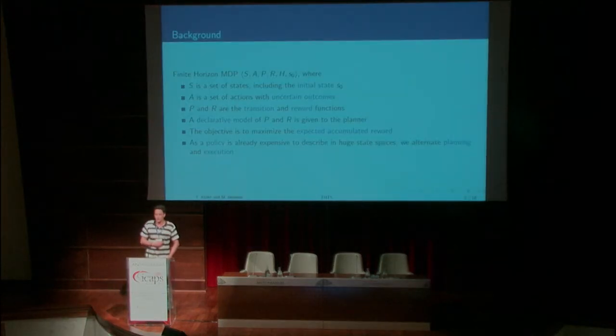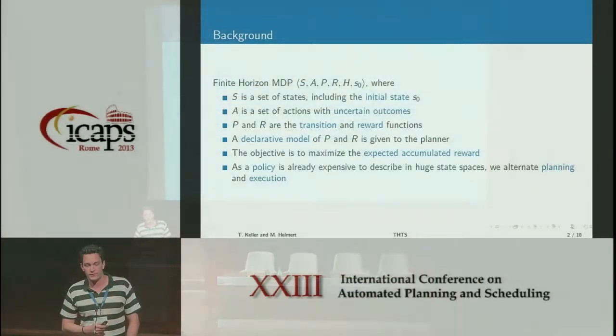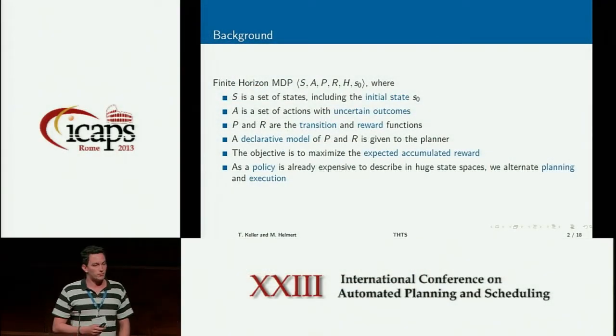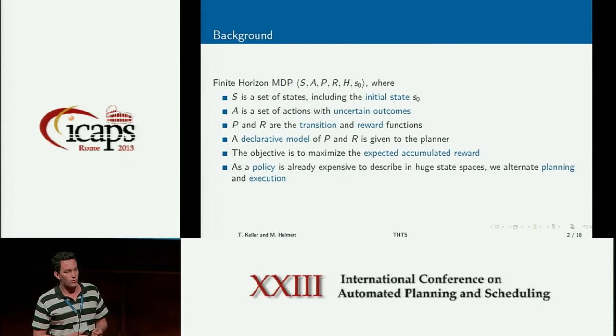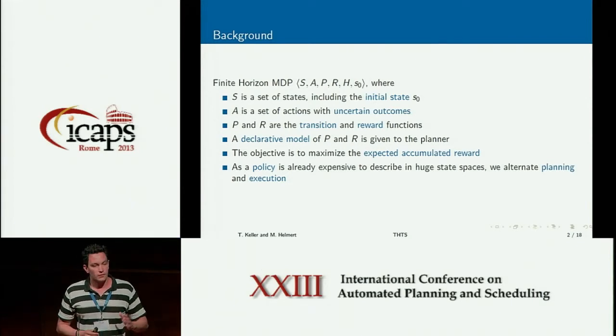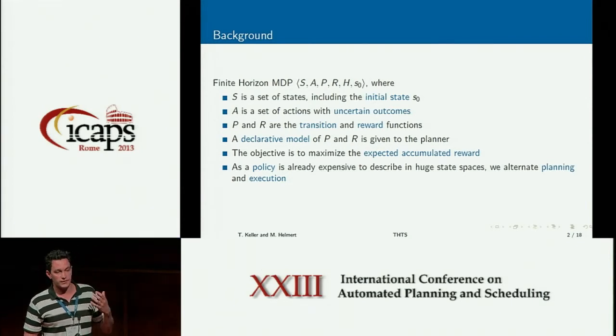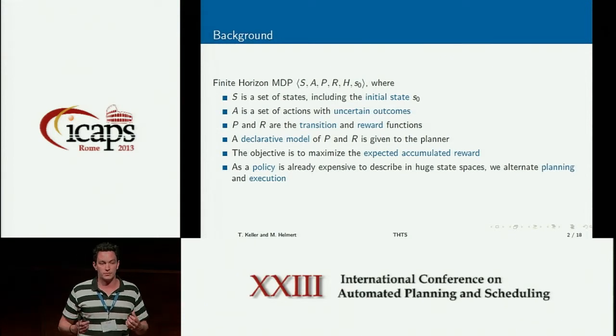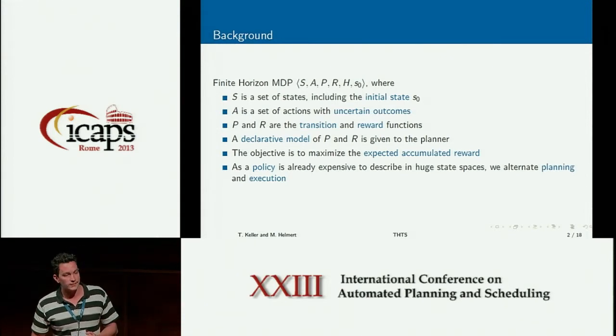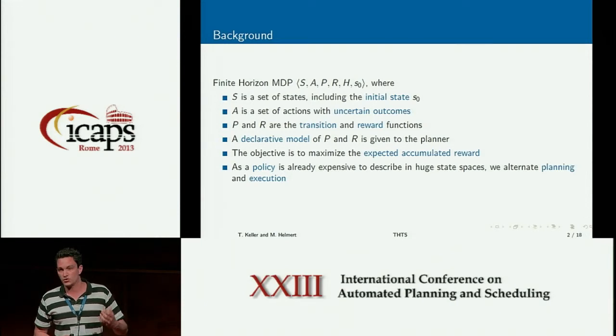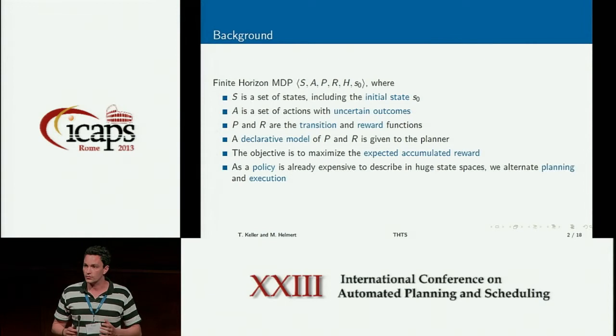Okay, so let me quickly say a few words about the background of this work. We're dealing with finite horizon MDPs. Probably most of you know what finite horizon MDPs are. Important for this talk is that we consider MDPs with a huge state space. We have actions that have potentially very many outcomes. In our evaluation later, we will have a domain where the whole state space is actually the outcome of a single action.